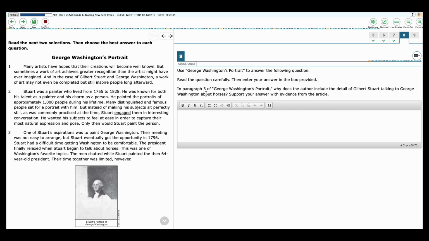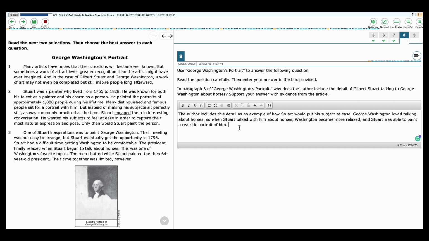In paragraph 3 of George Washington's Portrait, why does the author include the detail of Gilbert Stuart talking to George Washington about horses? Support your answer with evidence from the article. So here's an example response that TEA gave, so you can see what they might be looking for here. The answer includes this detail as an example of how Stuart would put his subjects at ease.